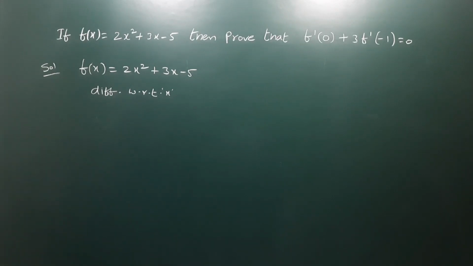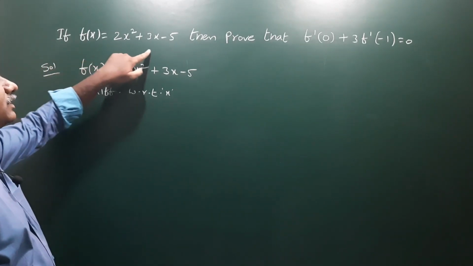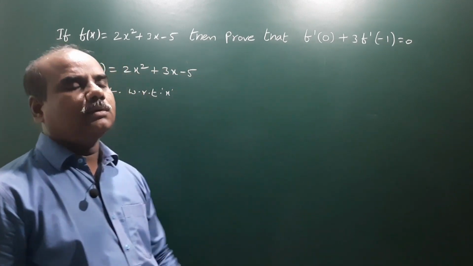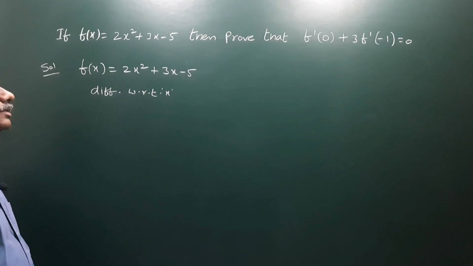Okay, next problem. If f(x) is equal to 2x² + 3x − 5, then prove that f'(0) + 3 f'(−1) is equal to 0. We have to show that. So first of all, take f'(x).